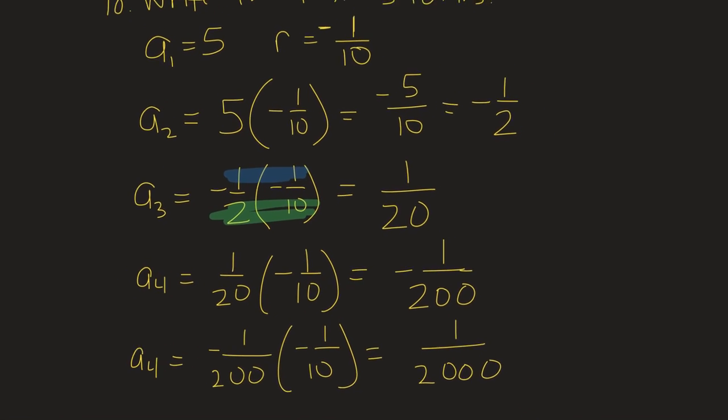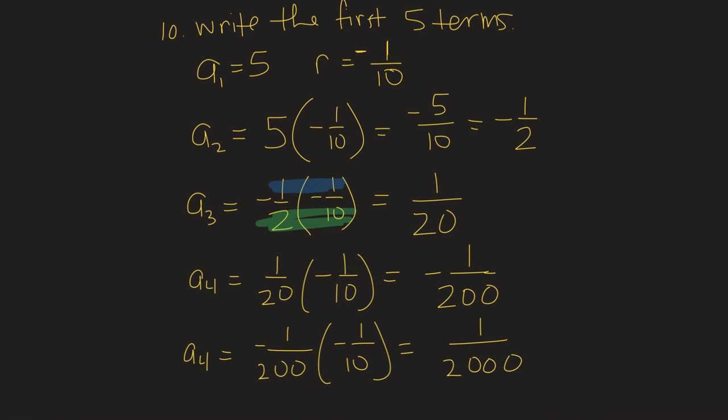Okay, so some of these problems want you to write the first terms. So we're going to multiply each term by the ratio. We don't have to use a formula to do this. We can simply use our brains and multiply the previous term times the ratio. So we would have 5, then negative 1/2, then positive 1/20, then negative 1 over 200, then positive 1 over 2,000, and then dot, dot, dot. That's what our answer would look like if we were to list our terms in the correct ratio.